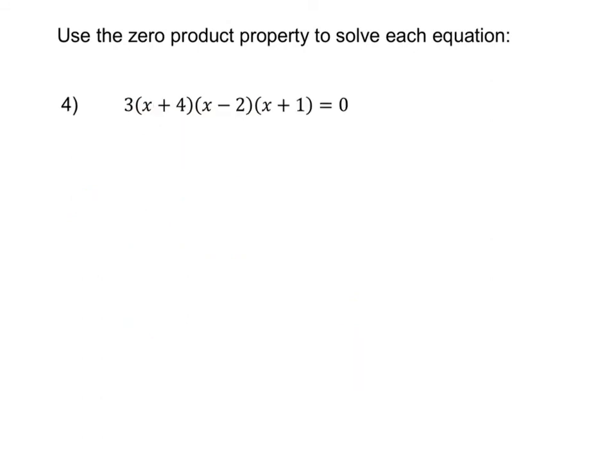All right, now time has come for you to do some of these on your own. All right, please pause and solve this one. All right, let's see what you got.